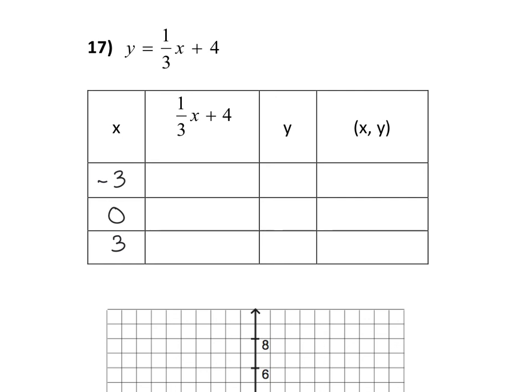And you can use your calculator to figure that out. And I'm going to stop the video there. You can go back through this as many times as you need to.